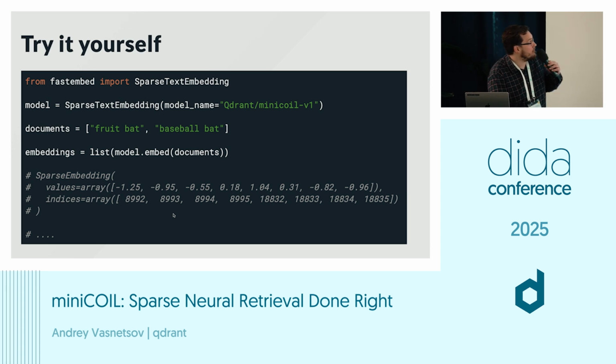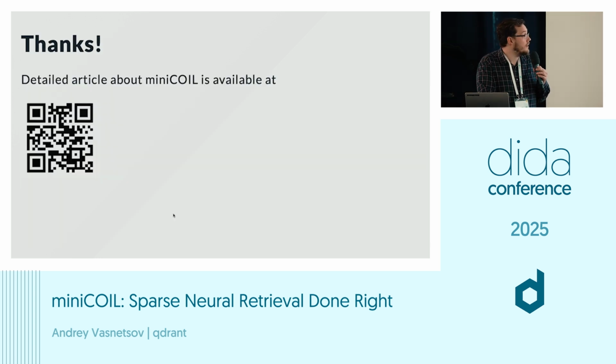You can try it yourself, of course. We included miniCOIL v1 into our inference library. It's called FastEmbed. It's open source, so you can go and download it. Please share your feedback if you try miniCOIL on your project. We are very curious how it goes for you. But that's how it works. It's basically 4 lines of code. You don't need anything else on top of this. And that's, I guess, all. If you want a full version of this article, please follow the link. And I'm happy to answer any questions.